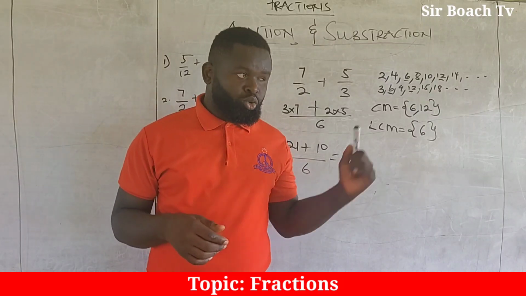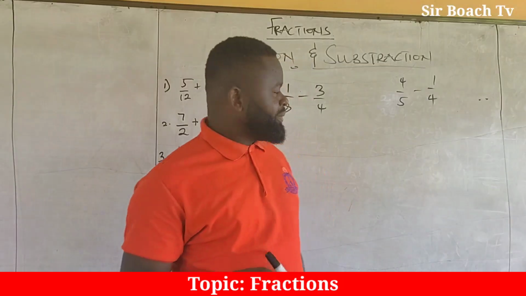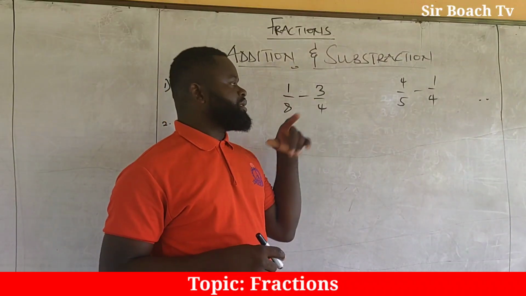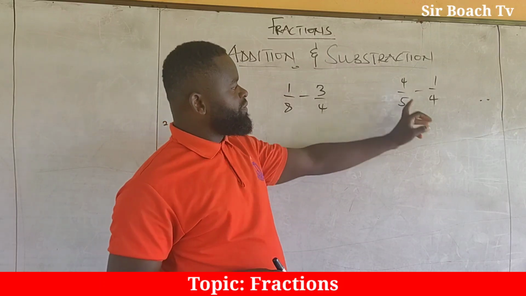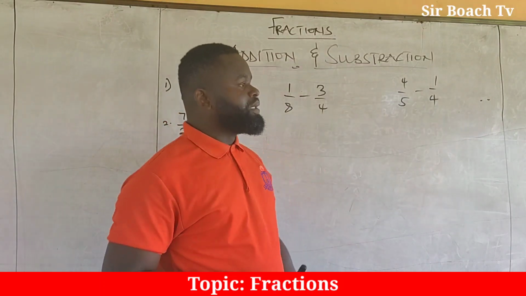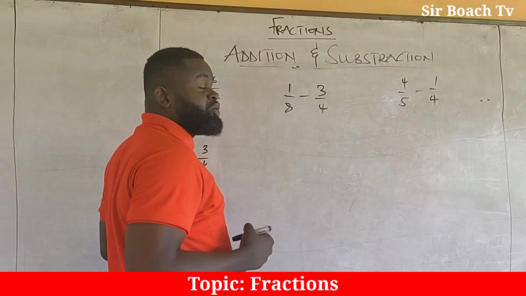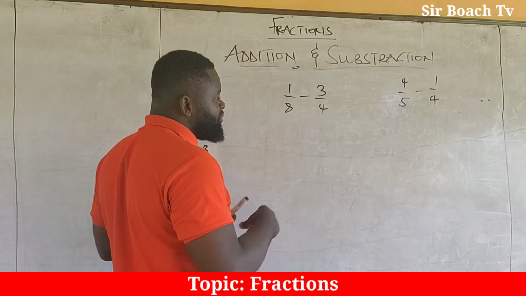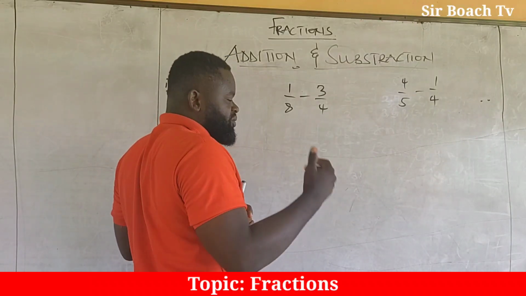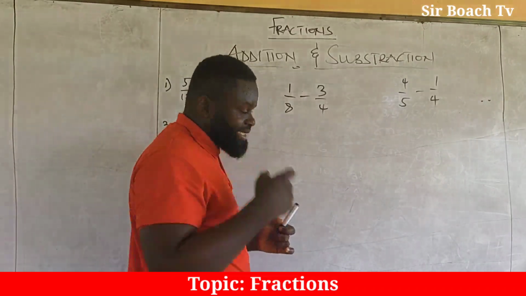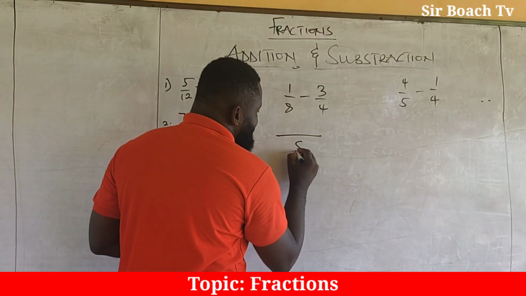Let's take 2 more examples on this one. We have 1 over 8 minus 3 over 4. And we also have 4 over 5 minus 1 over 4. Now, let's use the same LCM approach. When we find the multiples of 8 and multiples of 4, we can see that 8 is the least. So the LCM here will be 8.